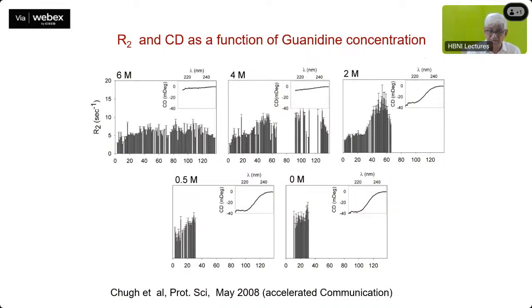The helix is not formed yet. The CD is slowly changing. This portion of the protein has gone, and this also has gone. At the same time, you see these R2s have gone up. What does that mean? When you go to the next concentration, these also have gone up. When you go to 2 molar, these go up even more, and all of these vanish.